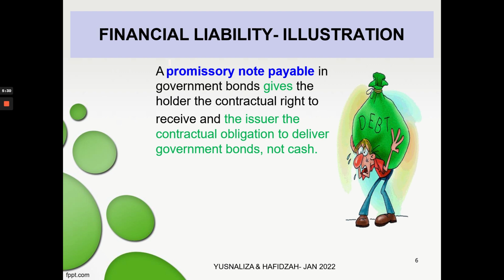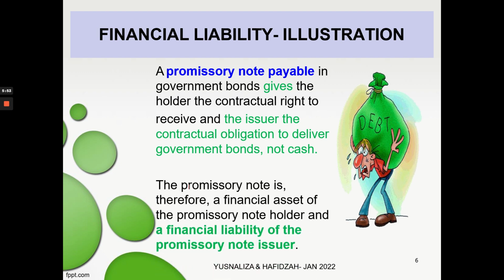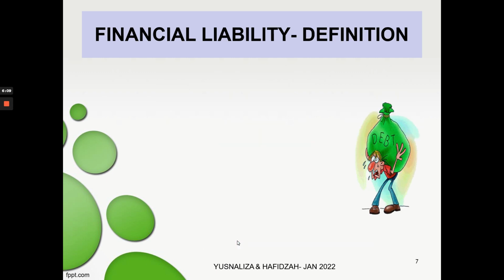And what is the illustration? So I have one illustration here about promissory notes or notes payable in government bonds that give the holder the right to receive. And receive what? Receive cash, and the issuer has the contractual obligation to deliver the government bonds, not cash. So the promissory note is therefore a financial asset of the promissory note holder. To the holder it is a financial asset, but it's a financial liability to the issuer, of let's say notes payable. So that is a financial liability to them.